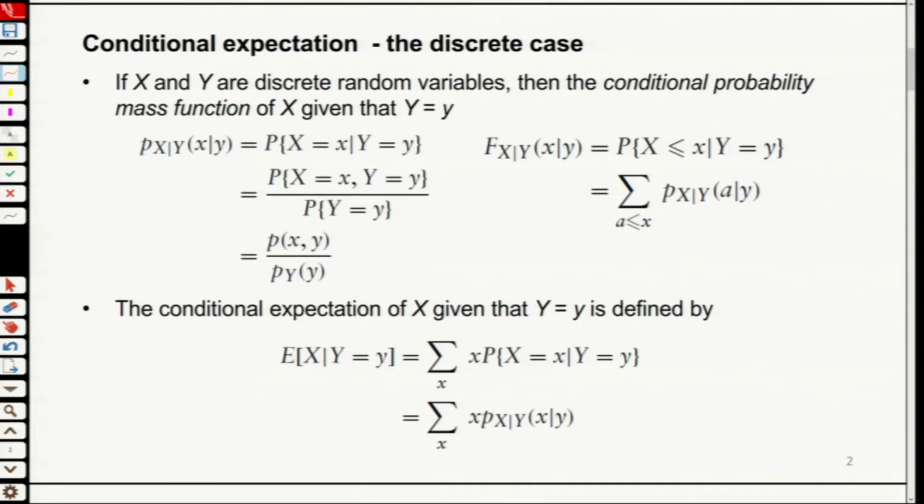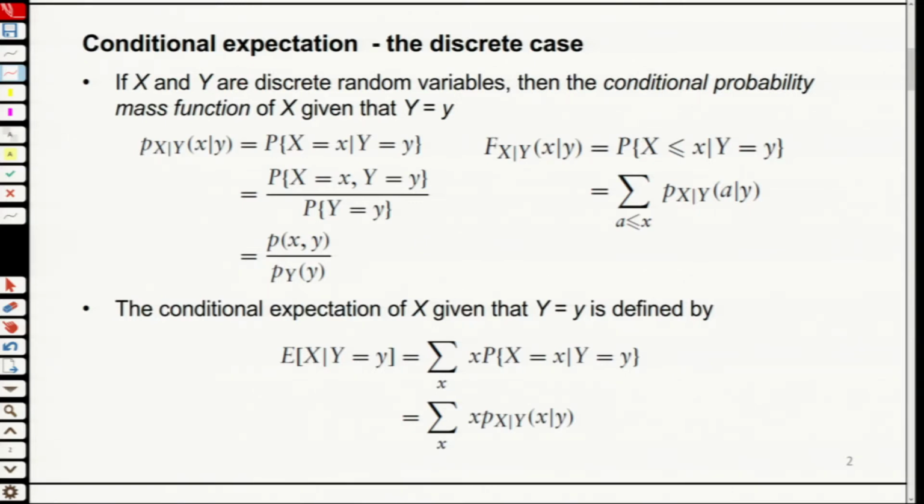So what is conditional expectation? What is this, and what is this guy? This is a conditional expectation. This is not. So this is a conditional expectation in the discrete case, because we have discrete random variables, equal to something, and a probability mass function. If x and y are discrete random variables, then this is a conditional probability mass function of x given y equals y.